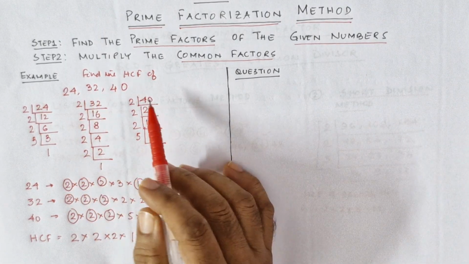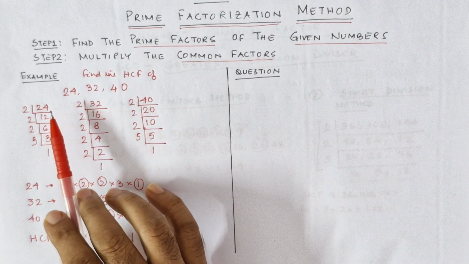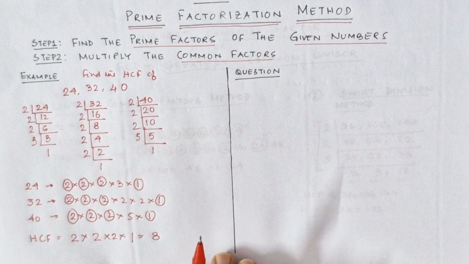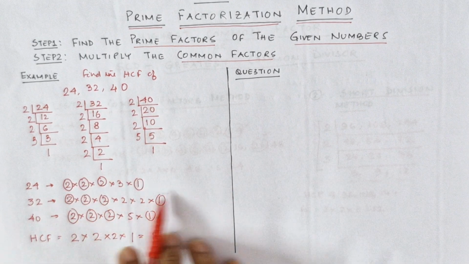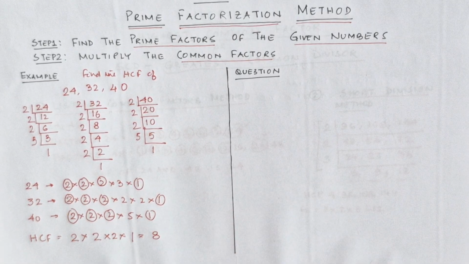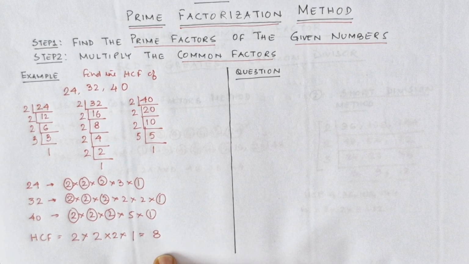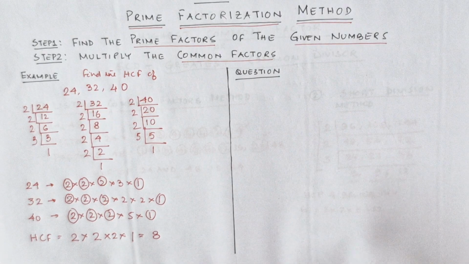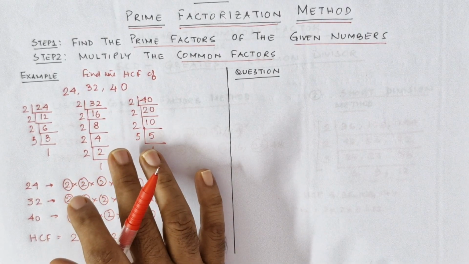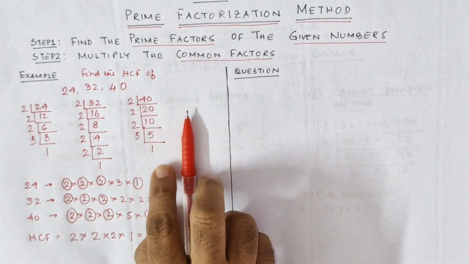So in the first example, we have seen 3 numbers. What we have done, we have calculated the prime factors of the given numbers. Then we have written all the prime factors of the respective numbers, and we have circled all the common factors. Then we have written the common factors and multiplied them to find out the HCF. So let's see if we apply this concept in any questions that you need to face in your examination pertaining to HCF.